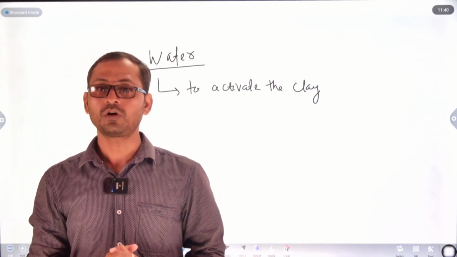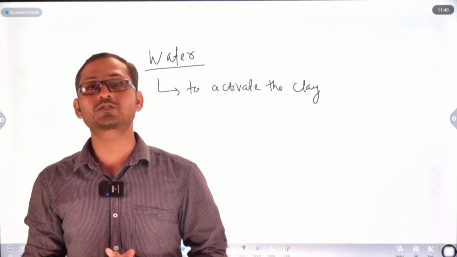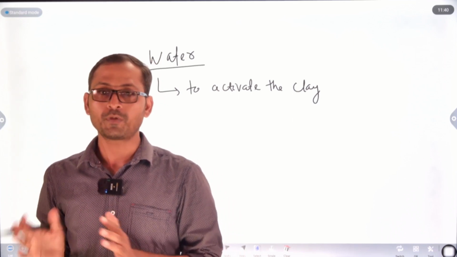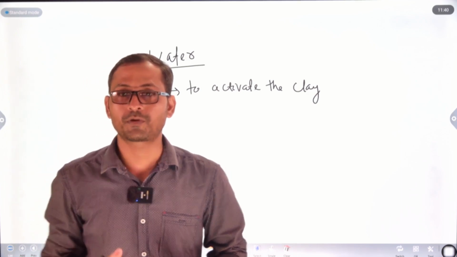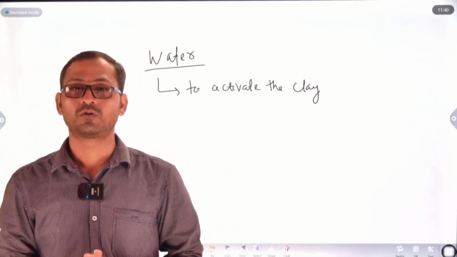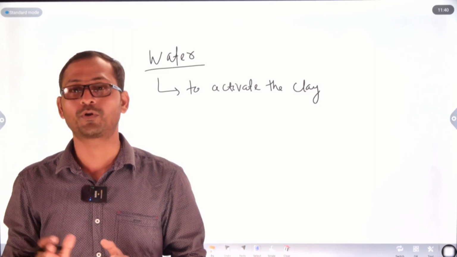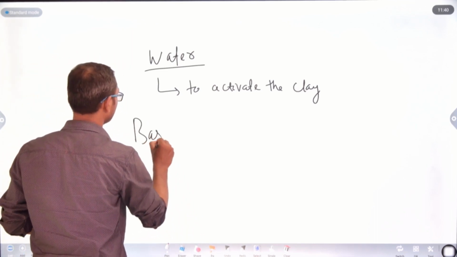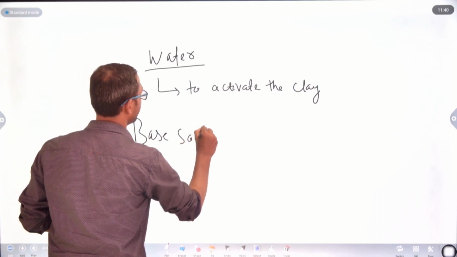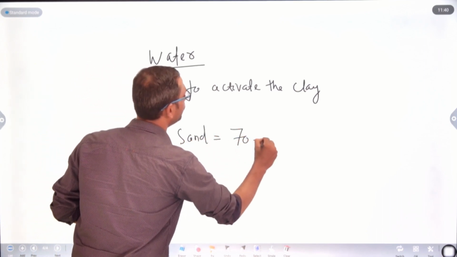Now we deal with the percentage composition. How much quantity of each should you take for preparing a good sand mold with the required properties? So base sand, we take 70 to 85%.